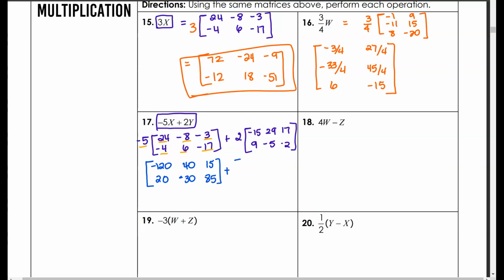And now we're going to add that to 2 times everything in the matrix, so we're going to get a negative 30, 18, 58, negative 10, 34, and negative 4.